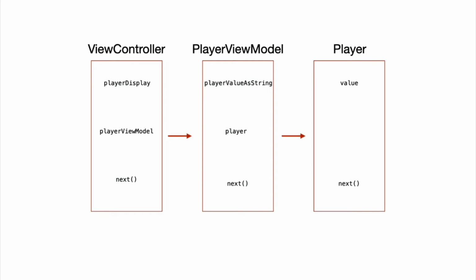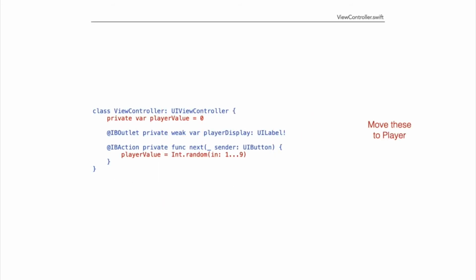The player view model owns the player. When you tap next in the view controller, it turns to the player view model and says next, and the player view model turns to the player and says next. Hopefully, next will change the value of the player, and when that value changes, that change needs to be communicated back up the stack. And we're moving this player value and this next implementation to a class called Player.